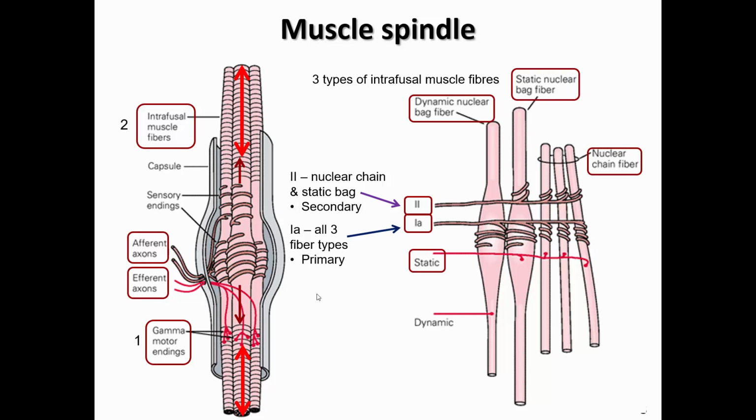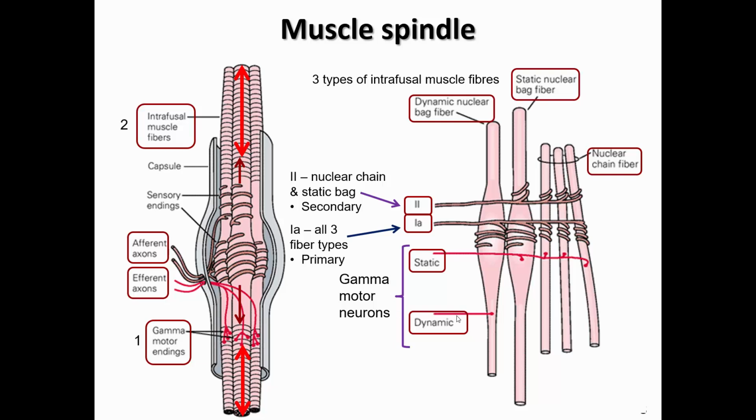In terms of the efferent connection, we see that the gamma motor neurons, particularly those that are active during a static situation, so a muscle that's held at a new length, innervate the static bag fibers and the chain fibers, whereas the motor neurons that control the intrafusal fibers that are dynamic, the nuclear bags, only innervate those particular muscle fibers.